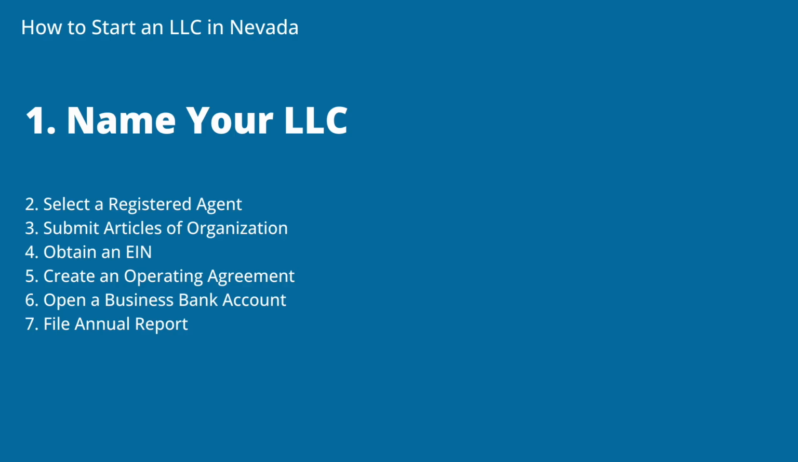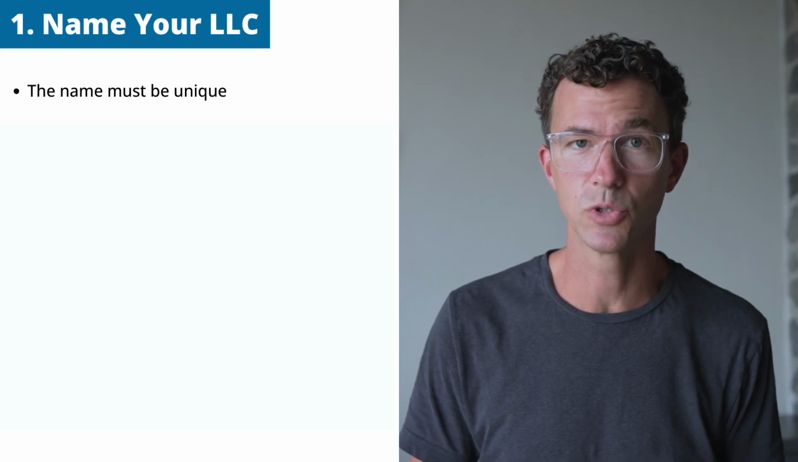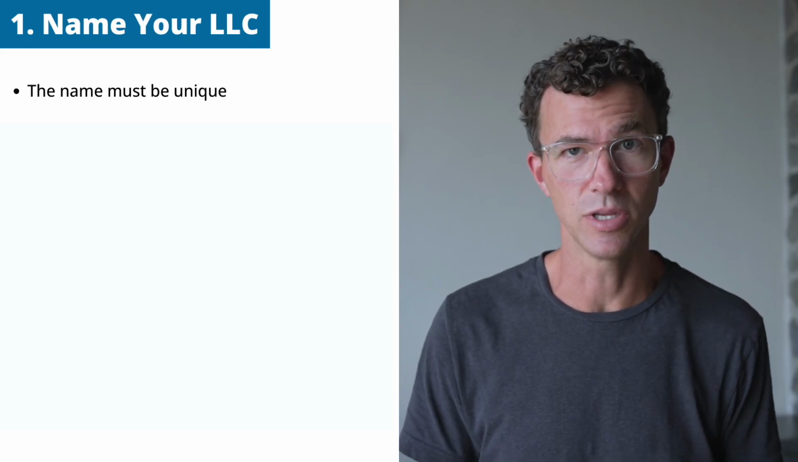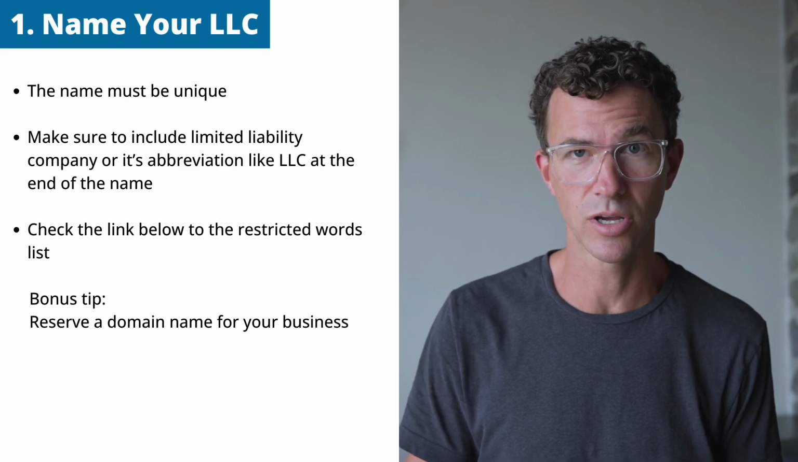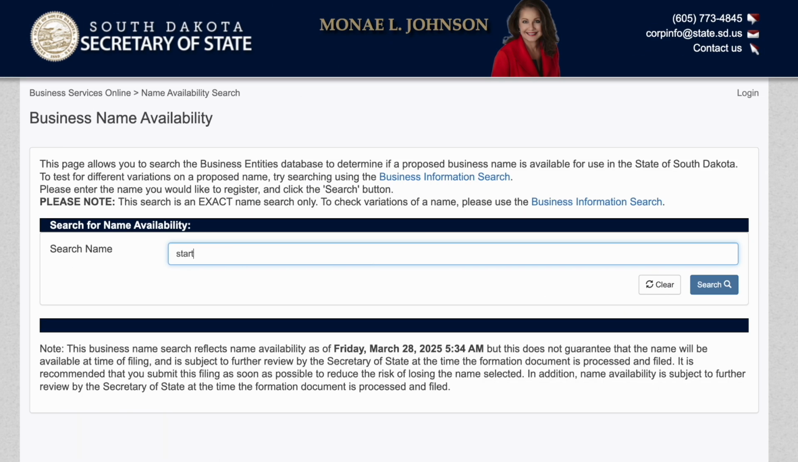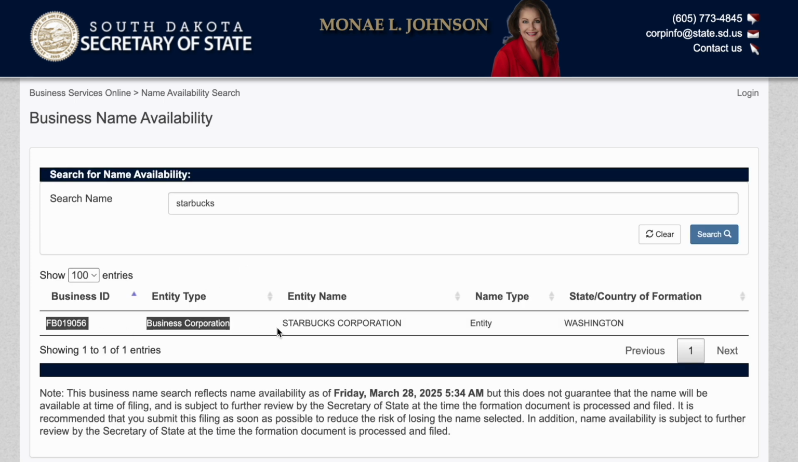Step 1, name your LLC. The most important thing when choosing a name for your business is that it's unique. To make sure the name isn't already being used by another business in South Dakota, go to this page on the Secretary of State's website and type in the name you'd like to use. As you can see, you probably won't be able to name your new coffee business Starbucks.